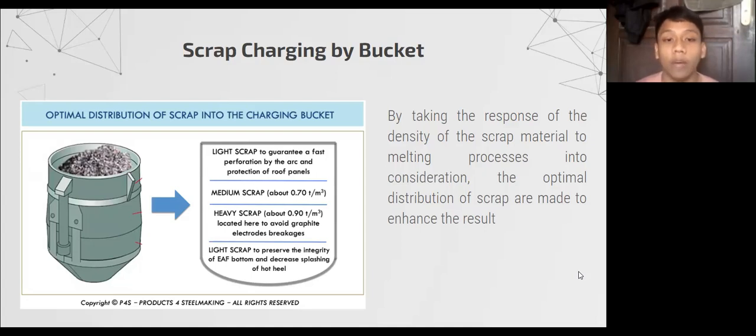So why do we use heavy scrap in the bottom? Because it will avoid the graphite electrodes being damaged by the liquid steel. So we can use mainly the heat from the liquid steel that has already melted and the arc from the electric arc furnace. And the bottom part is light scrap to preserve the integrity of the electric arc furnace bottom and decrease the placing of hot heel. So that is the charge consideration. Next.